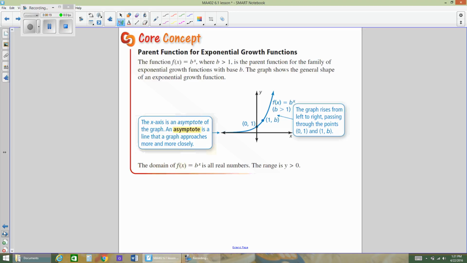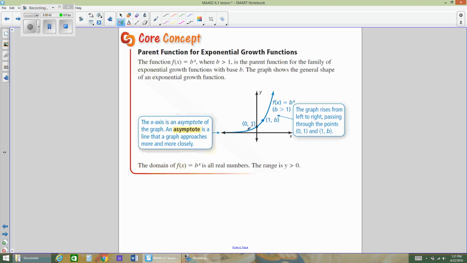Okay, so first things first here, we have a new function. It's f of x equals b to the x. This is where b is greater than 1. It is the parent function of the family of exponential growth with base b. The general shape is right here. So basically the asymptote is the x-axis.